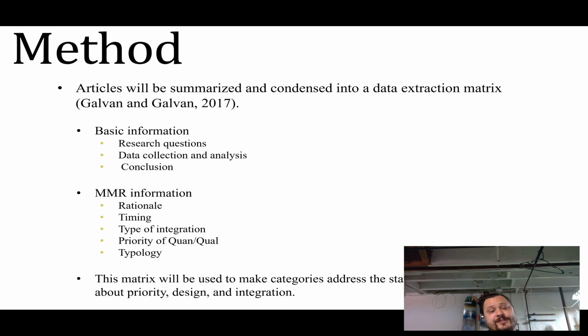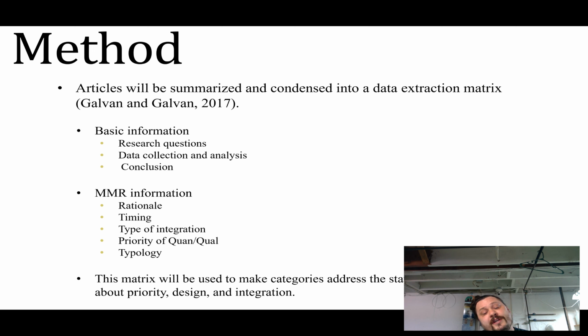So what are the research questions? How is data collected and analyzed? What was the general conclusion? And then alongside of that, in my matrix, I'm including mixed methods information. So what was the rationale? Was the timing concurrent or sequential, the type of integration, if there's priority of quantitative and qualitative, and then also typology. So as I'm going through the studies, I'm trying to assign a typology to each article that I've got.